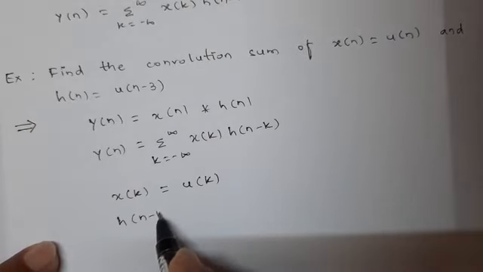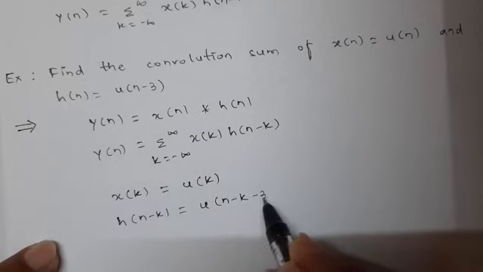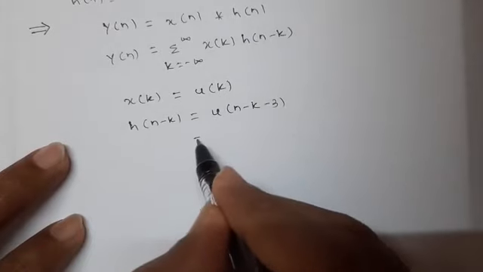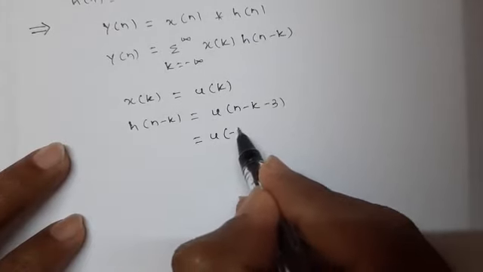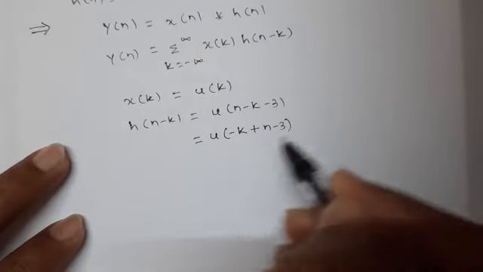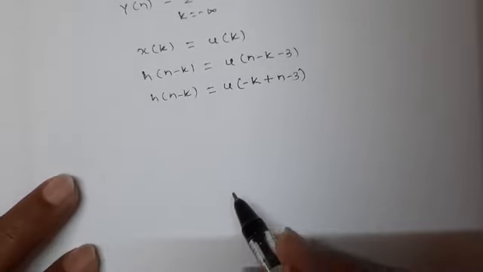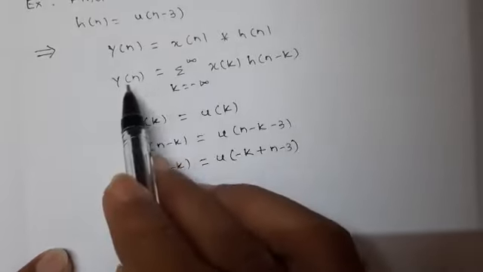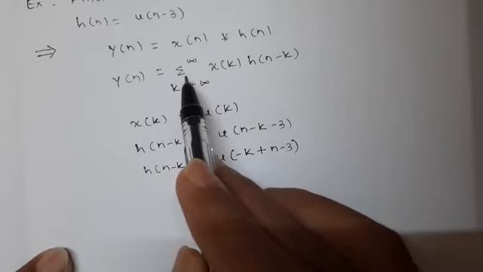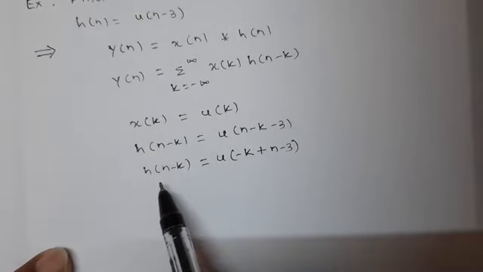So h of n minus k is u of n minus k minus 3, which we will write according to our convenience as u of minus k plus n minus 3, which is our h of n minus k. Substitute this in our equation. y of n equals summation k equal to minus infinity to plus infinity x of k h of n minus k. I have got x of k and h of n minus k.